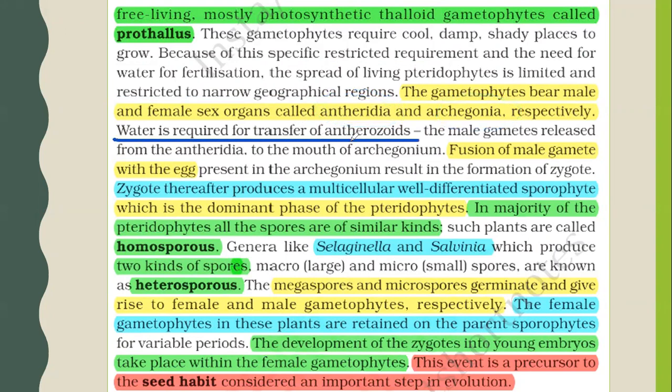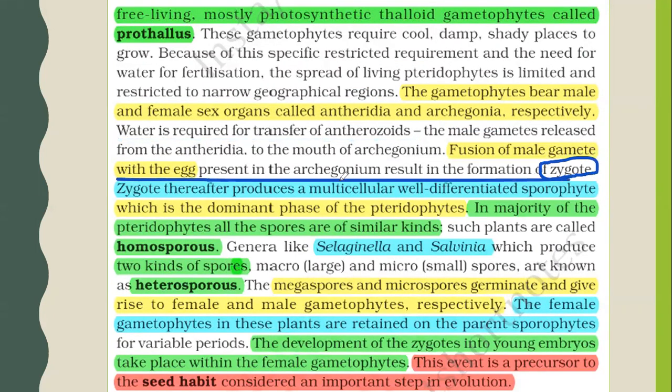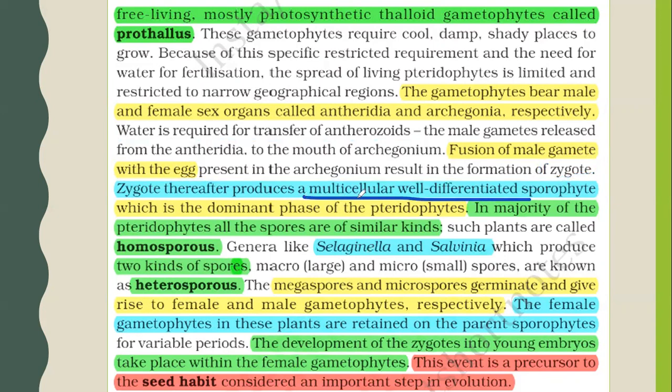Water is required for the transfer of antherozoids, the male gametes. Fusion of the male gamete with the egg present in the archegonium results in the formation of the zygote. The zygote develops into a multicellular, well-differentiated sporophyte, which is the dominant phase of the pteridophytes.